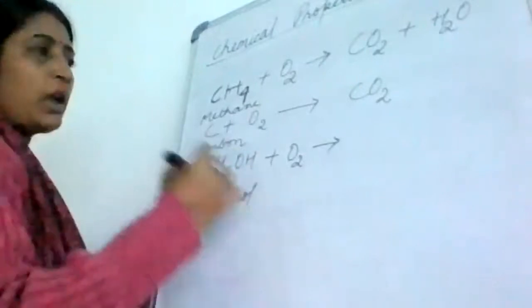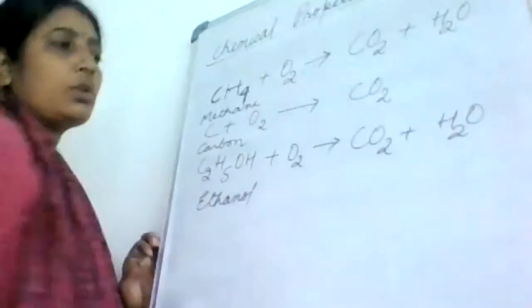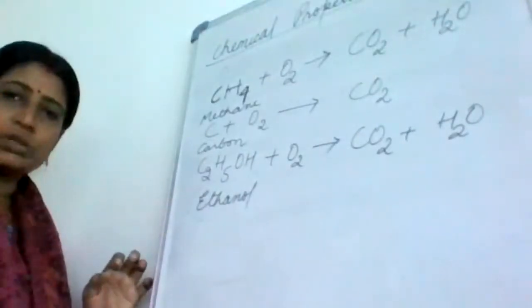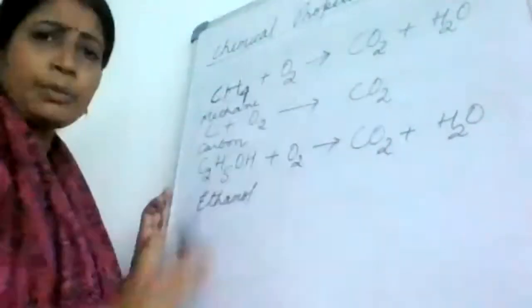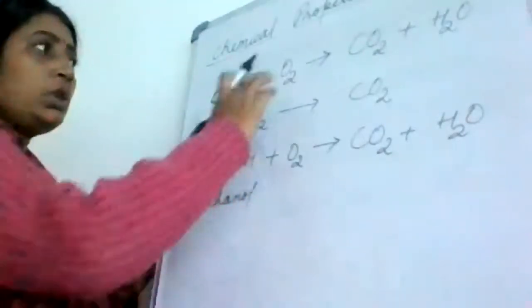Next, C2H5OH. This will also give what? CO2 plus H2O. Now you need to balance the equation. I have written the product. Now you need to balance it.